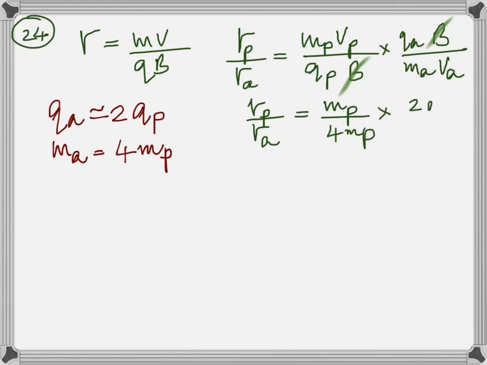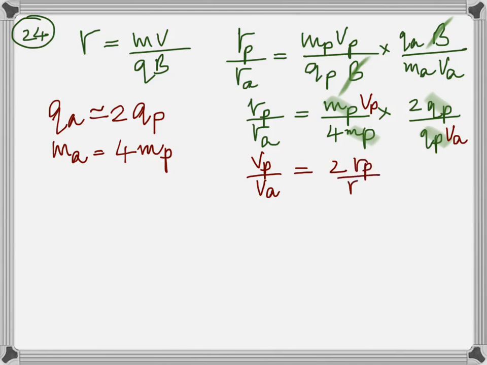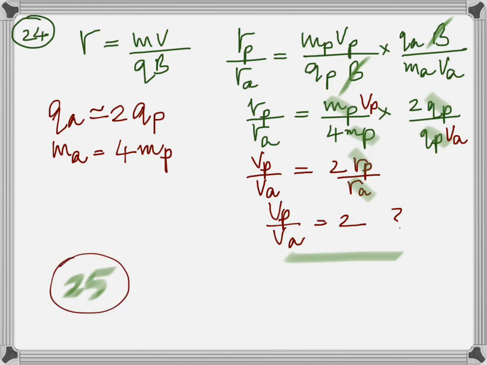And plug in the quantities, cancel out. That's Vp by Va, and I get Vp by Va is equal to 2 times Rp by Ra, and Rp is equal to Ra, so it's the same radius. So I got 2, and I hope I have not made a mistake.